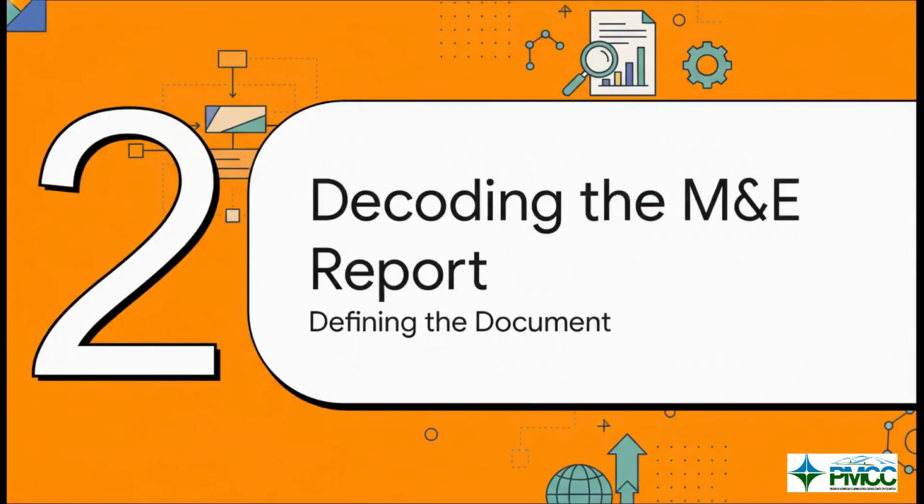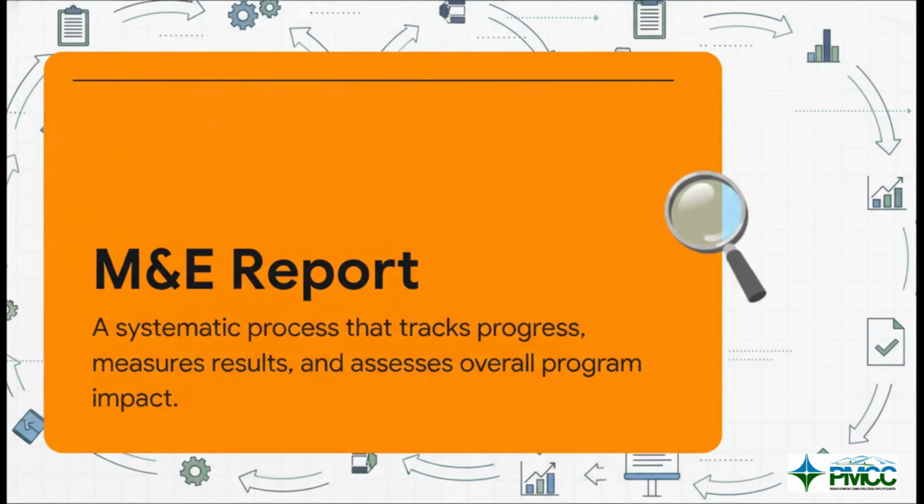Okay, so we're all on the same page about why they're so important. Now let's get into Section 2 and really decode what an M&E report is. So here's the formal definition, but I want you to focus on 2 words here: systematic process. This is so key. An M&E report isn't something you just slap together at the end of a project. No way. It's the result of a continuous, ongoing cycle of collecting data, checking in, and analyzing what's happening right from the very beginning. Think of it less like a final exam and more like a project's journal, tracking everything in a structured way.